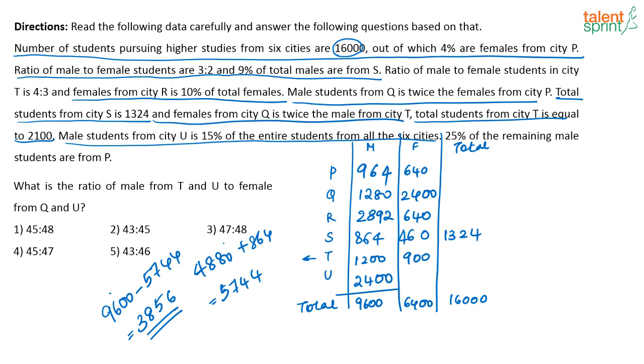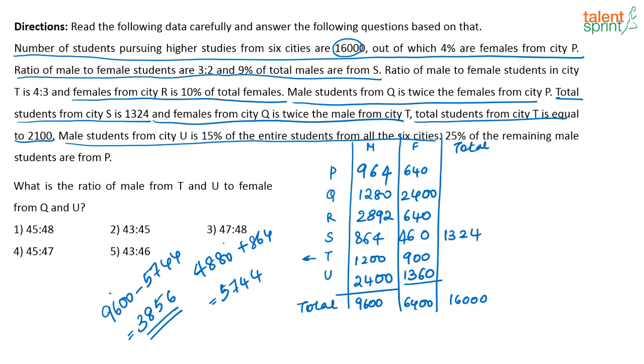Now look at female. Female, already you have all these values here, only this value is left. So what will be this value? You have 2,400 plus 640 plus 460 plus 900. Or just add up all these, subtract it from 6,400. What will you get? I think you will get it as 1360. Just cross check if it is correct. You should get 1360 here. And so with that we have completed the table.